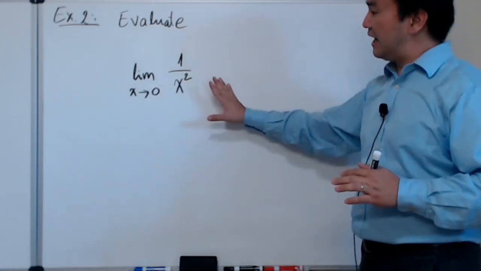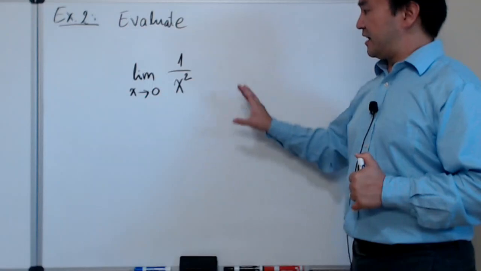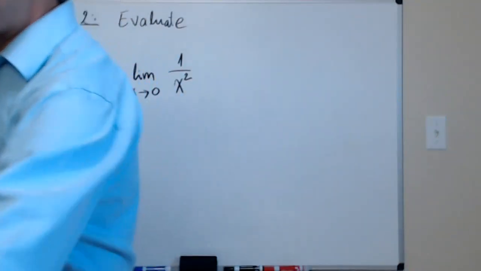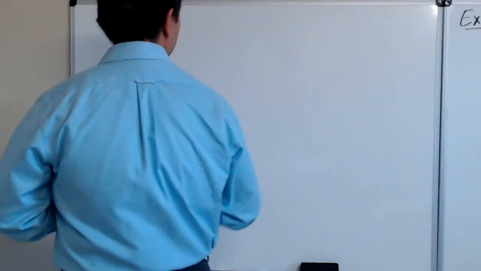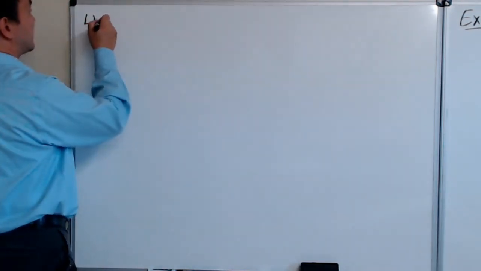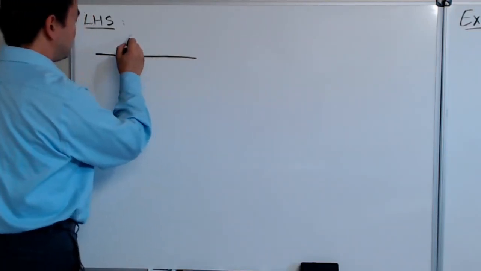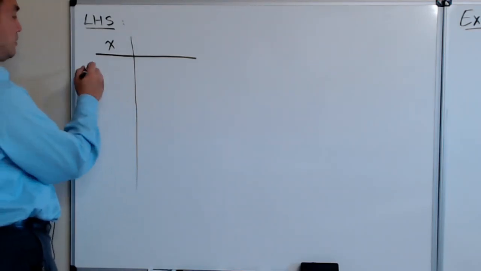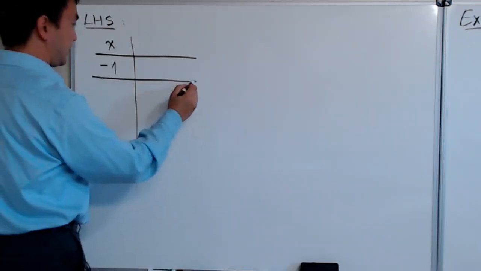Now this time allow me to show all my work on the other board right there, and then we're going to come back here and write our final answer here. With our other work, I'm going to create a left hand side table. For x values to the left hand side of 0, let's start out with -1, and then getting close to 0.